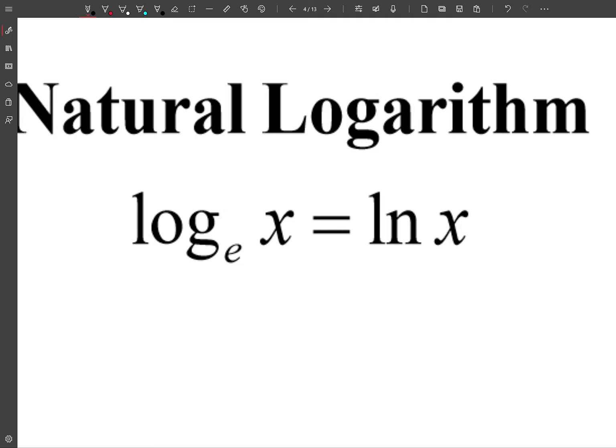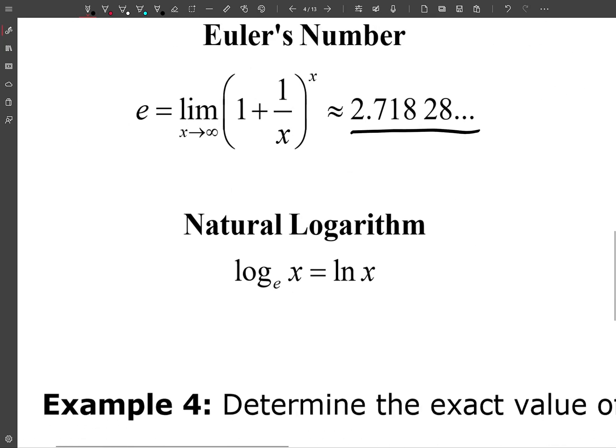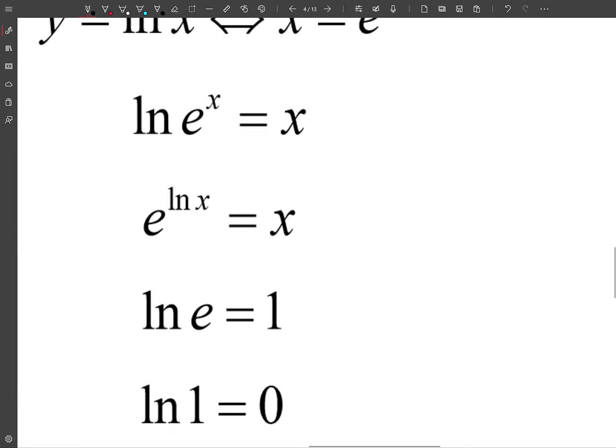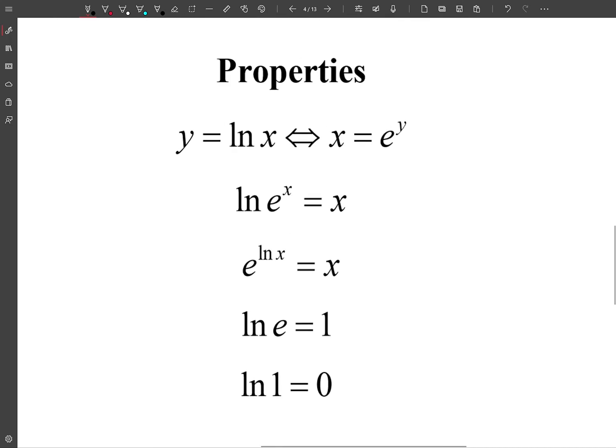That's natural log of x. So instead of writing log base e of x all the time, we just have this separate notation, natural logarithm, ln. Properties of natural logs are pretty much the same as properties of regular logs, because natural logarithms are logs. They have all the same rules.